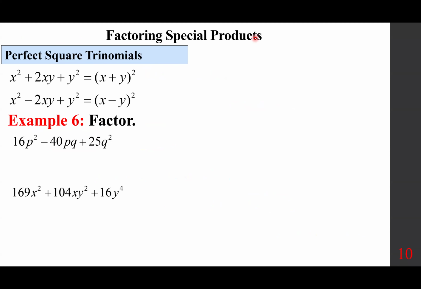Factoring special products. Perfect square trinomial. I'm reminding you of what we mentioned. X squared plus 2xy plus y squared is x plus y quantity squared. X squared minus 2xy plus y squared is x minus y quantity squared. And we are supposed to factor the following: 16p squared minus 40pq plus 25q squared.